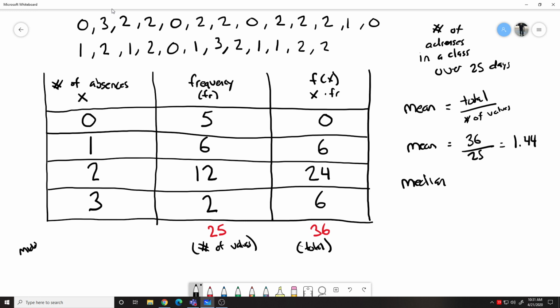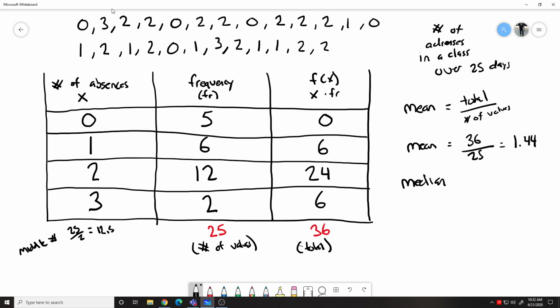Where is the middle number? If I have 25 points of data, where's the exact middle? Well, just take 25 and divide it by 2. If you type that in your calculator, you will see that it gives you 12.5. So the middle number is at the 12.5 number. Okay, so keep that in mind.